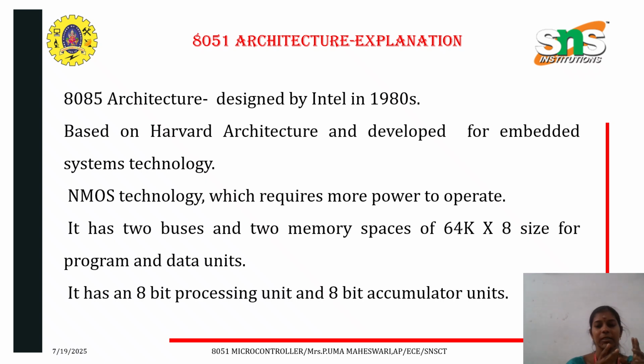It has two buses and two memory spaces, 64K in size for program and data units. Here we'll be seeing program memory separately and data memory separately. It has an 8-bit processing unit and an 8-bit accumulator unit. Accumulator unit means it is a register, a temporary storage. So it is an 8-bit one, that is called an 8-bit accumulator unit. It has an 8-bit processing unit.